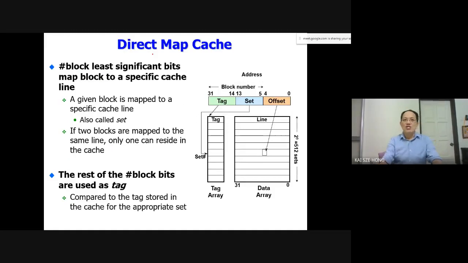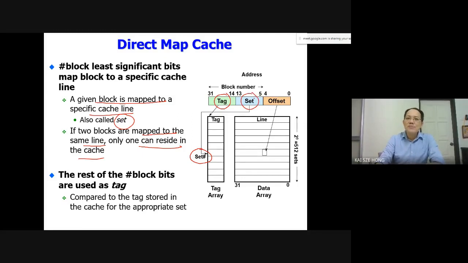For the direct mapping, you basically have a new term called a set. A set has a number. A given block is mapped to a specific cache line, also called a set. If two blocks are mapped onto the same line, only one can reside in the cache, which means it's a direct mapping. So this is the tag, and this is the block number. It's a set and a block number.